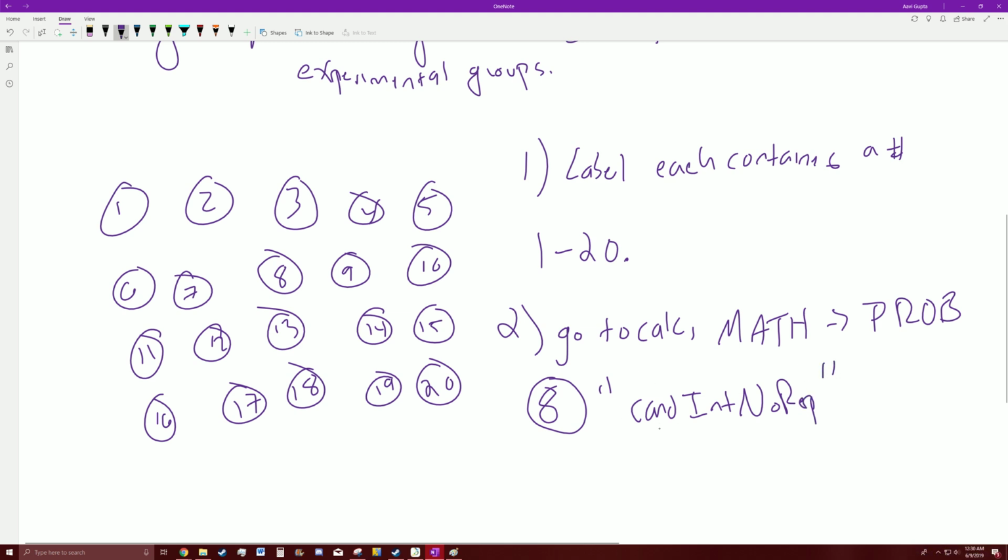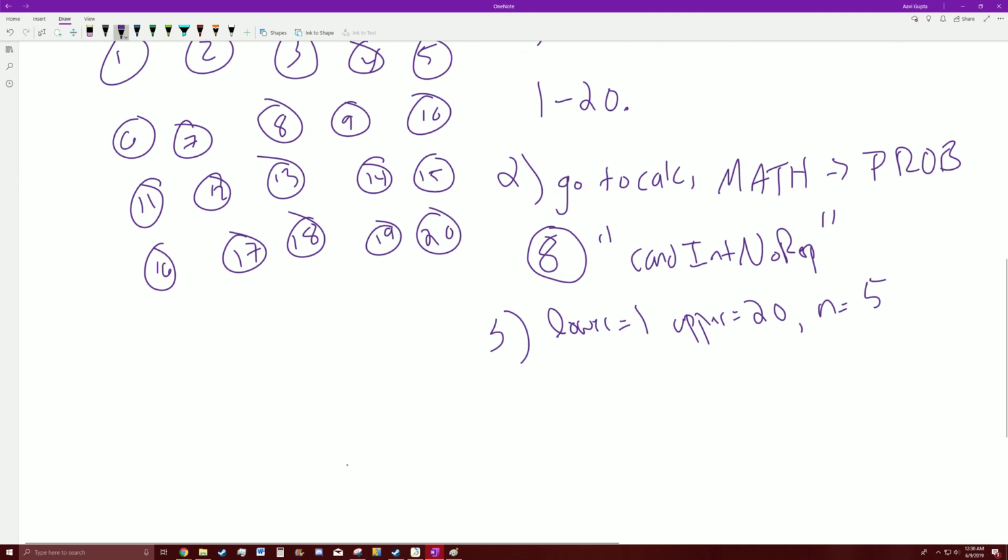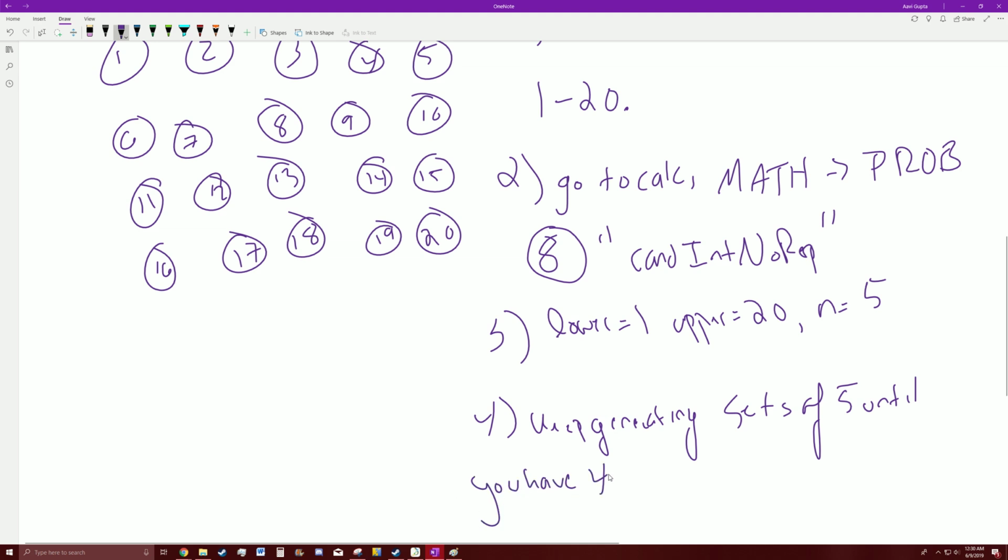What this basically means is it's a random integer generator that guarantees no repeats. Select it. Step 3, lower equals 1, upper equals 20, n equals 5, because we want 5. And then you keep generating sets of 5 until you have 4 unique sets of 5 containers.